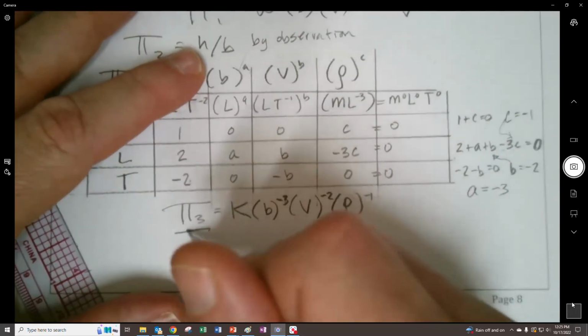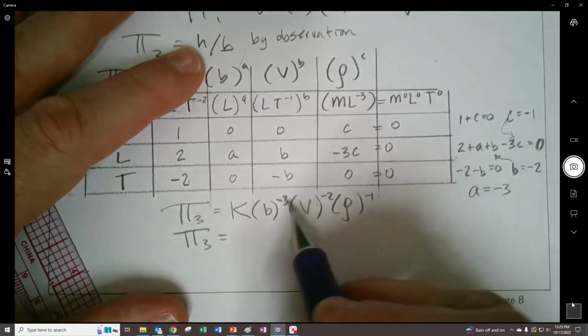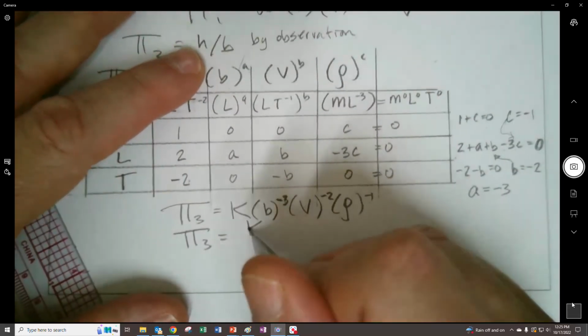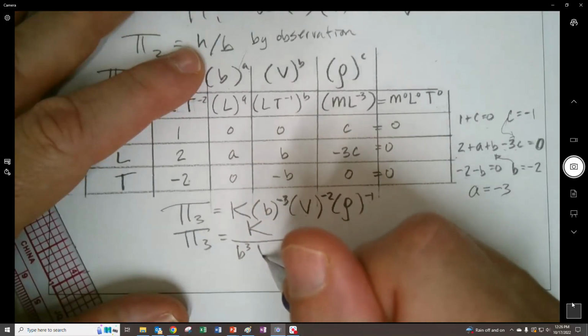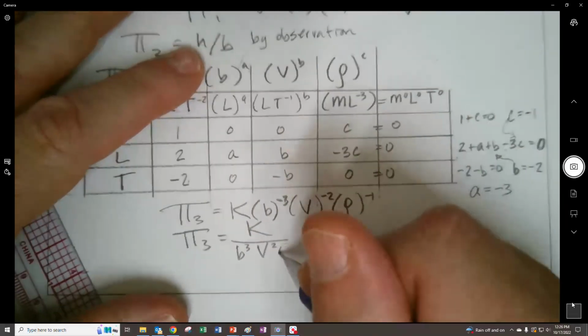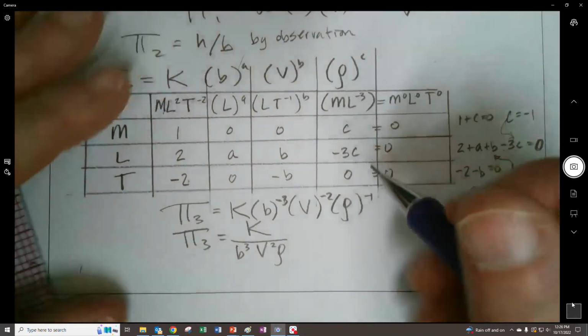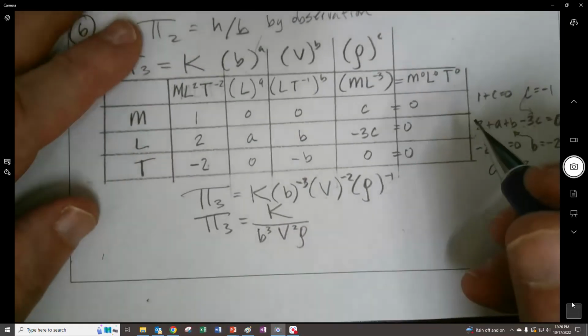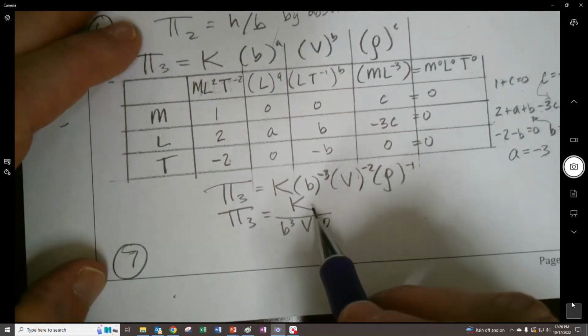I guess I'll write it underneath it here. I'm just barely running out of room. It's all in the denominator, so it's going to be this k divided by b cubed v squared and rho. And we should really check this in step 7 for the dimensionality. This is the one we should check, right?